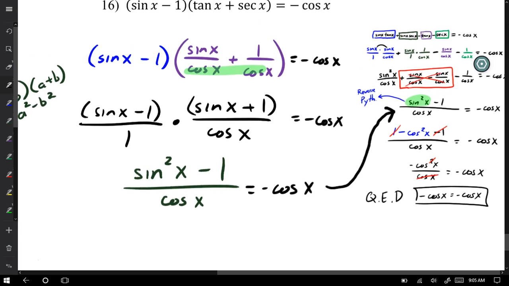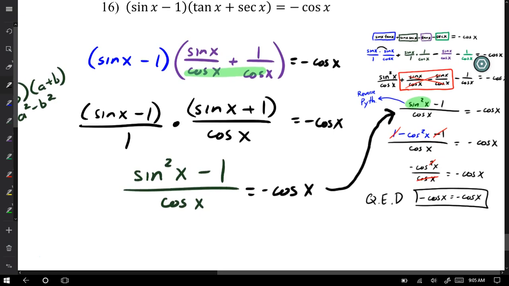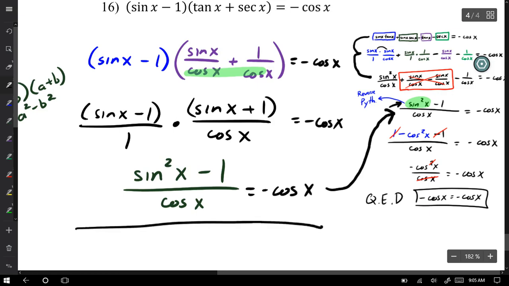And notice it didn't really save me too many steps. I mean, I get 1, 2, 3, and then the fourth step I got to here. Here I had 1, 2, 3, and I got there. So it saved me one step in the grand scheme of things. But to me, the left side looks nicer because I don't have as many fractions dealing with it.